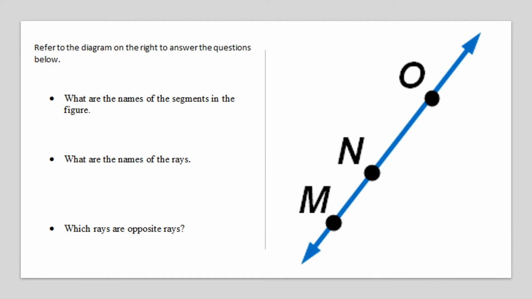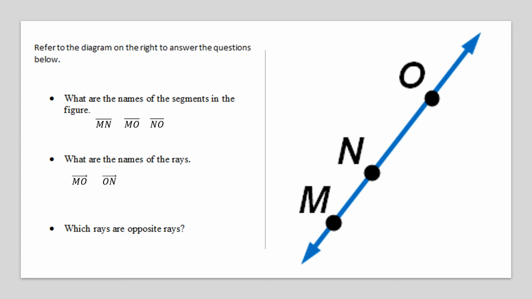Refer to the diagram on the right to answer the questions below. What are the names of the segments? Well, segments are just the pieces here. So you have MN, you have NO, and you have OM. What are the names of the rays? Well, rays are a little different. They start here and go this direction. So you'd have MO, we have ON.